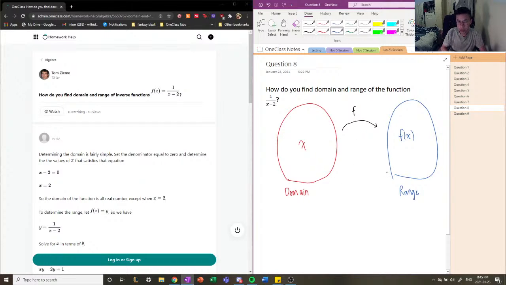The domain and range of a function vary with different families of functions. In this case, we're given a rational function with a numerator of 1 and a denominator of x minus 2. One of the ways that we find a domain is by doing the opposite: we find the values of the function which are undefined, and by finding those values, we're able to exclude them from our domain. So that's one way that we find our domain.